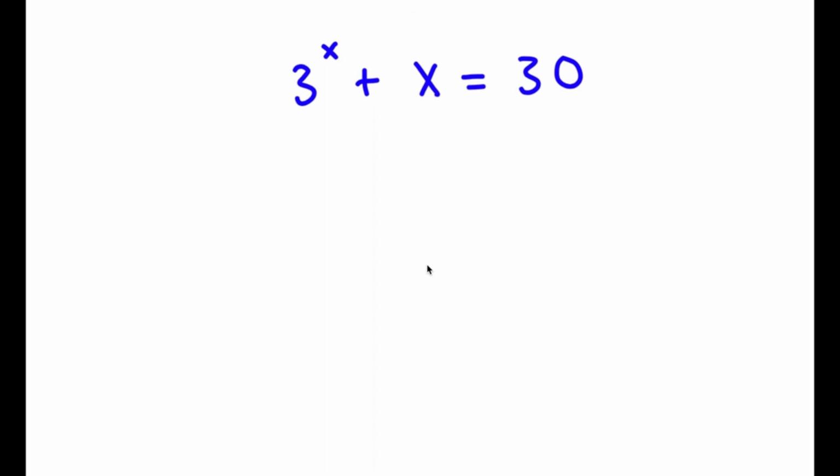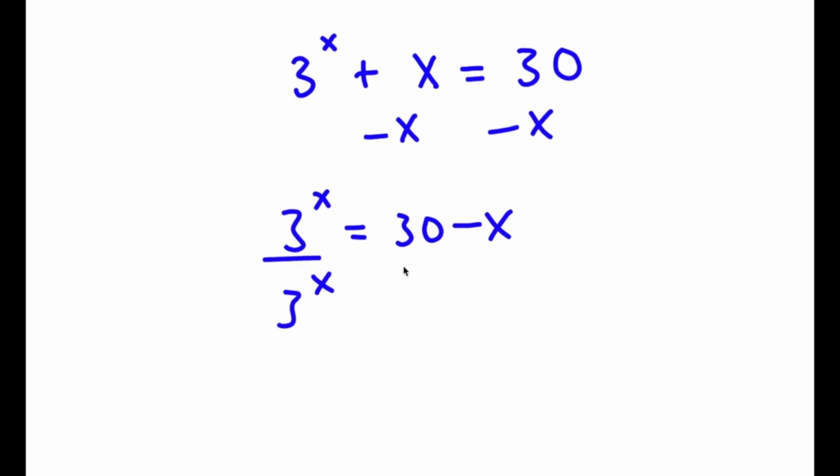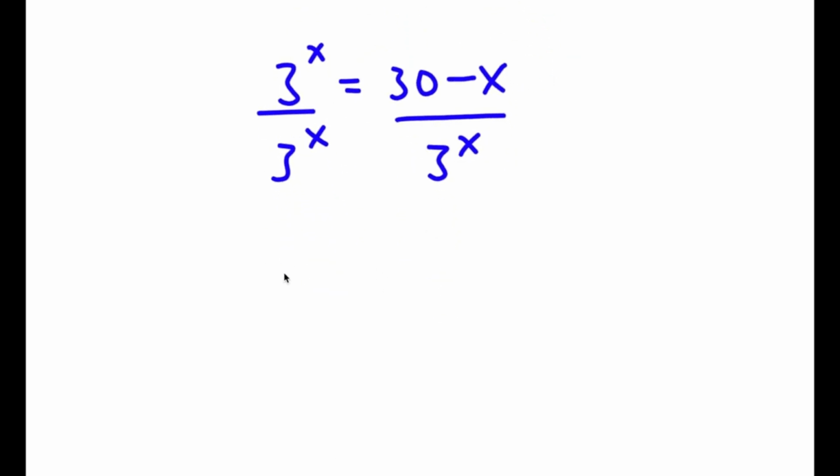Alright, so in this problem, I have 3 to the power of x plus x equals 30. So the first thing I'm going to do is subtract x on both sides. So now I have 3 to the power of x is equal to 30 minus x. Now I'm going to divide both sides by 3 to the power of x. So now I have 1 is equal to 30 minus x over 3 to the power of x.